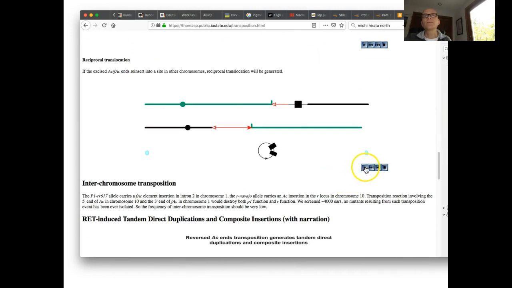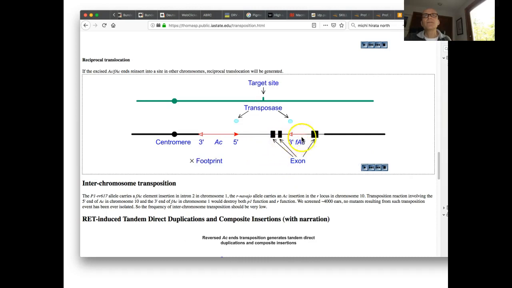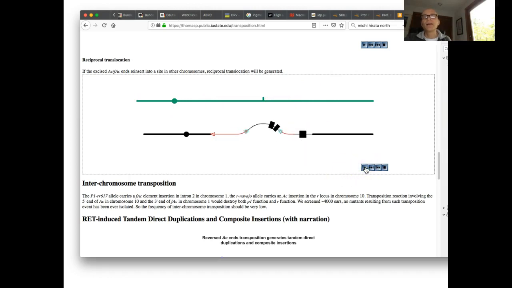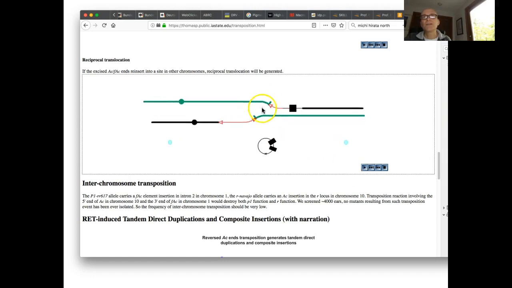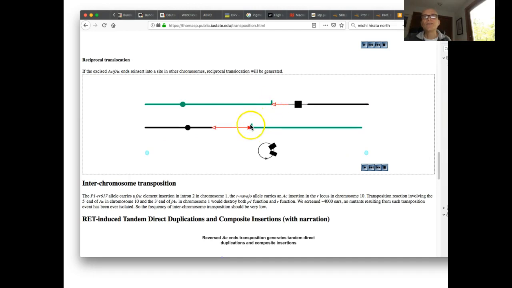Let's look at this one here. So here we have transposons on one chromosome and no transposon on the other chromosome. So if you happen to have excision of this piece and activity of the transposons here, then if they, coming from one chromosome, bind to a different chromosome, do the cutting there and the insertion, but since there are two pieces, lead to a translocation. Now we have the green arm on this chromosome and the black arm on the other chromosome.